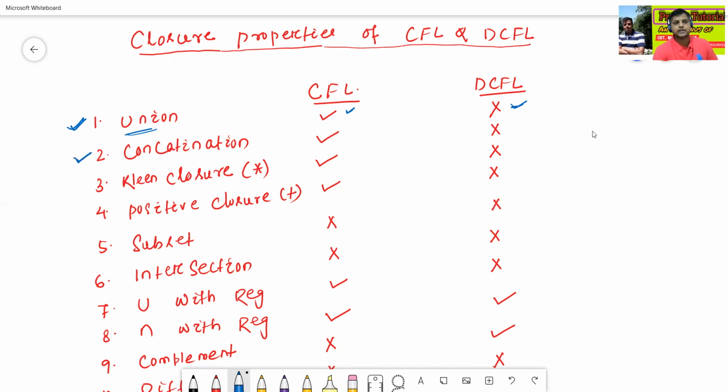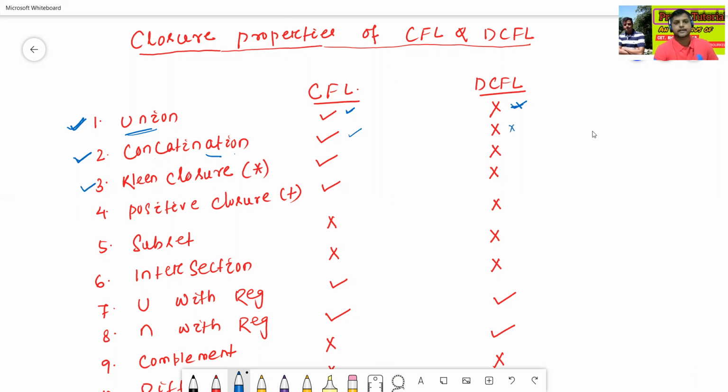The next operation is concatenation. The concatenation operation is closed under CFL, and the concatenation operation need not be closed under DCFL. That means concatenation is not closed under deterministic context-free language.